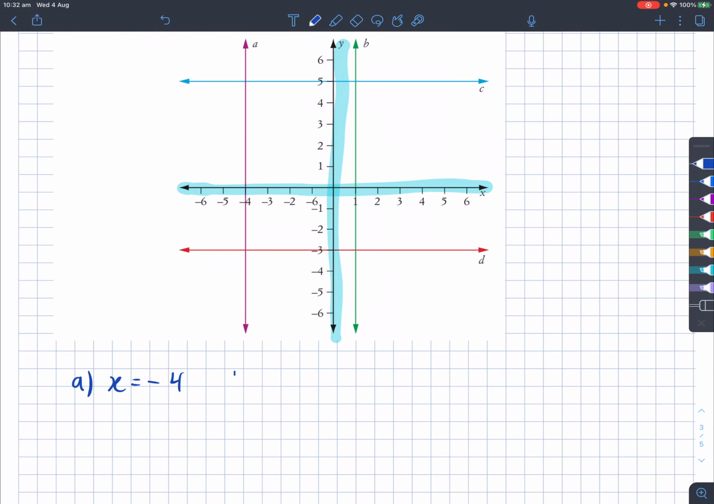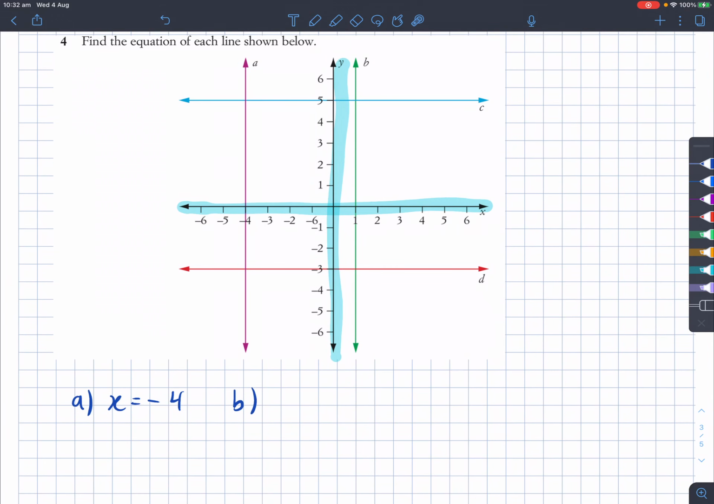Now for question B, let's do the same thing. Question B is also crossing here the x-axis. Okay, it's crossing the next value here, which is number 1. Okay, so both vertical lines are to start with x equals something. Now we can move on with the horizontal lines.